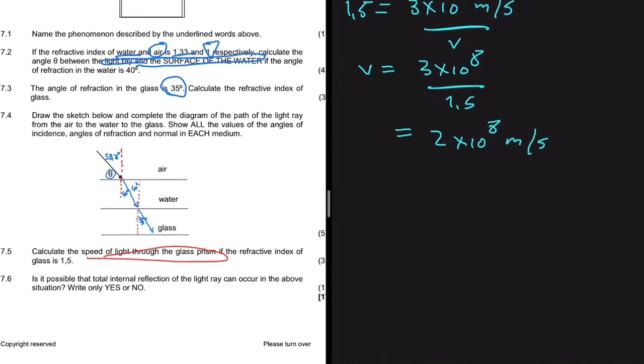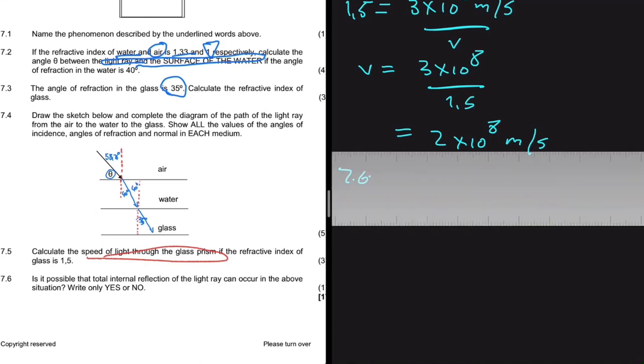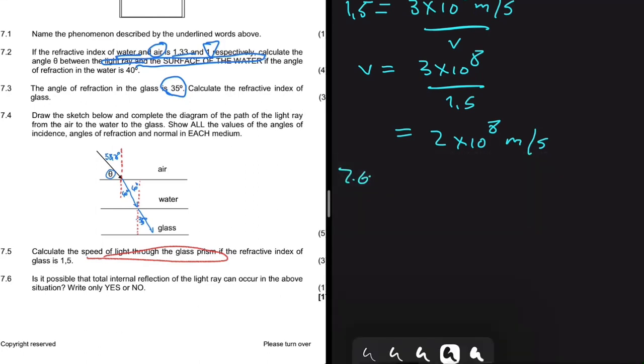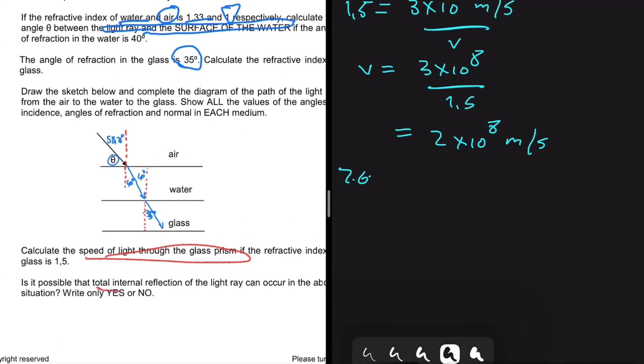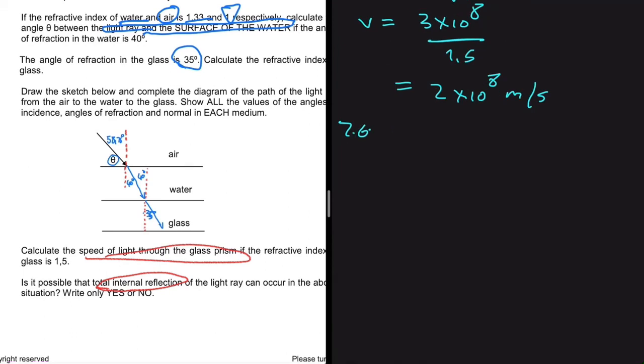7.6 says, is it possible that total internal reflection of the light ray can occur in the above situation, right? Only yes or no. So first things first, what is total internal reflection? Total internal reflection is when a light ray gets inside a medium, right? And then it doesn't leave the medium. Let me show you a demonstration.